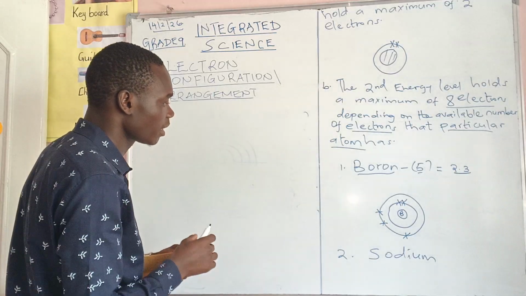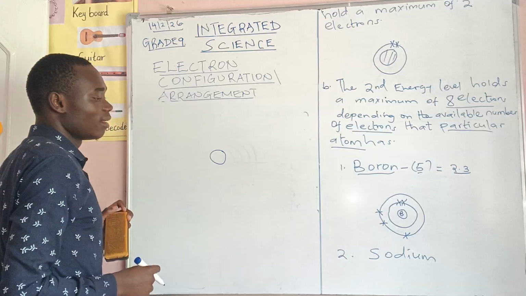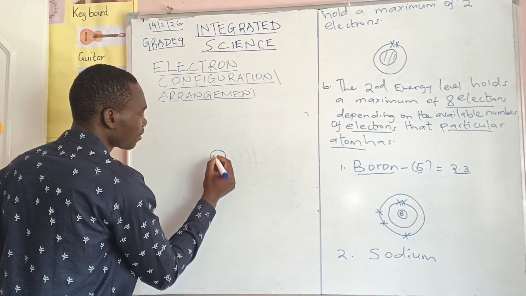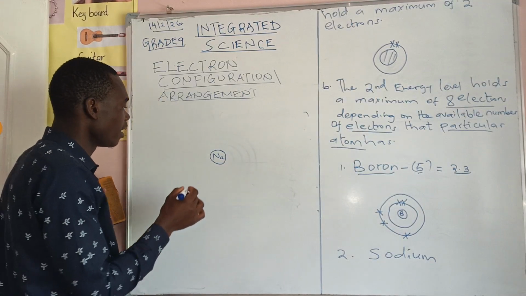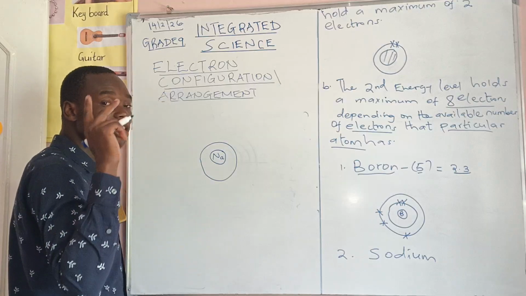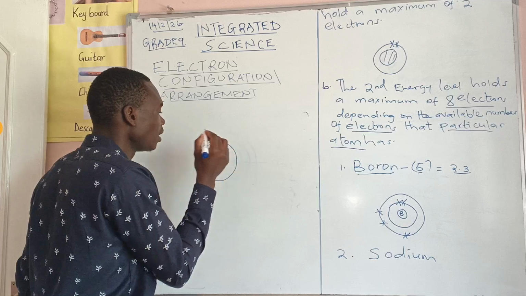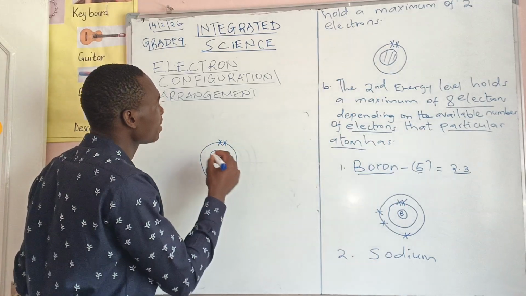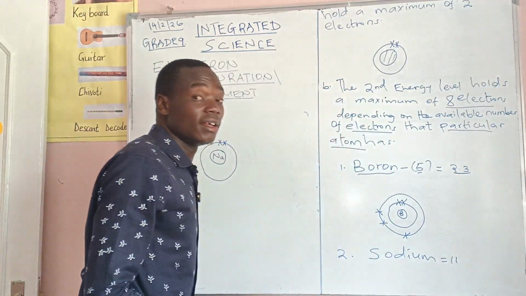So number 2 is sodium. Let us see. First of all, I told you we have to draw the central part of an atom, the nucleus. We know that the symbol for sodium is Na. Now, the first energy level, the rule says, must hold only 2 electrons. I hope you are with me. So it can accommodate only how many electrons? 2. And sodium is number 11.